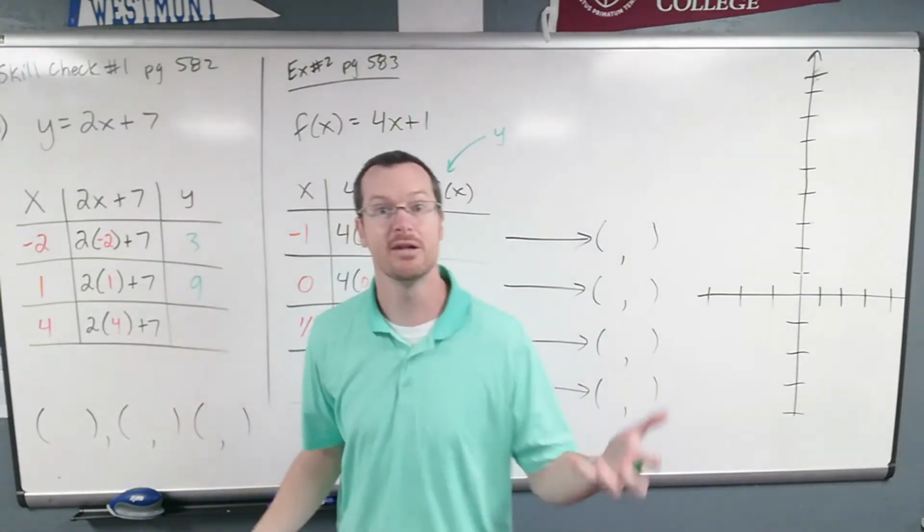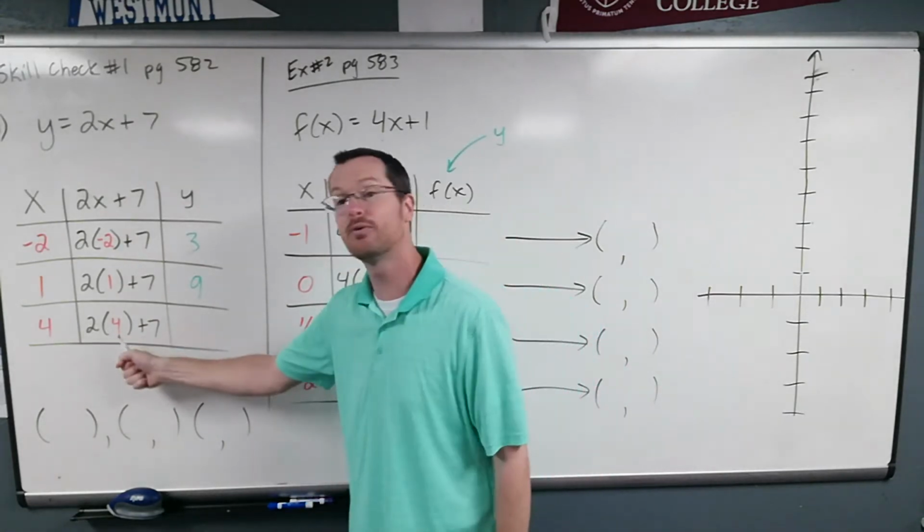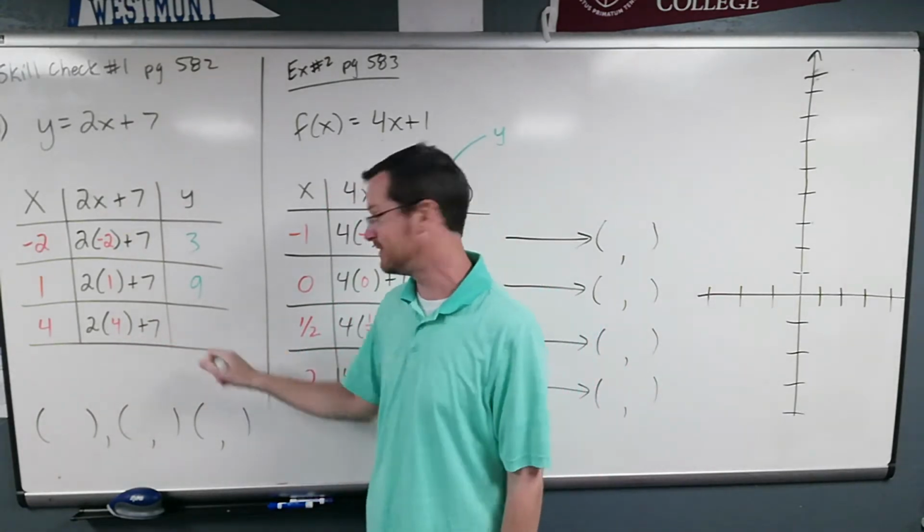How about we plug in the number 4 this time? 2 times 4 is 8. 8 plus 7? 15. Okay?